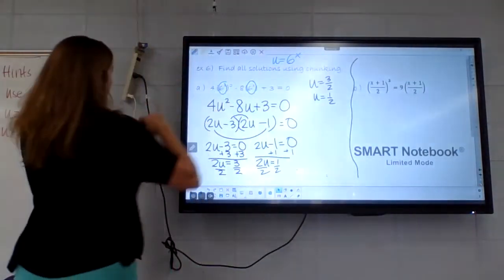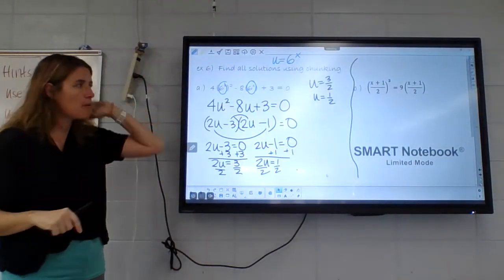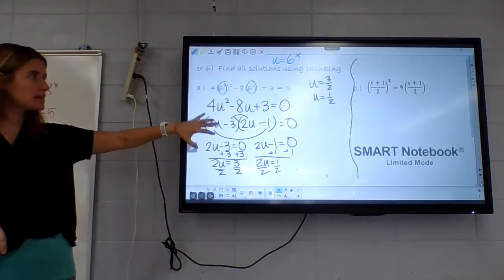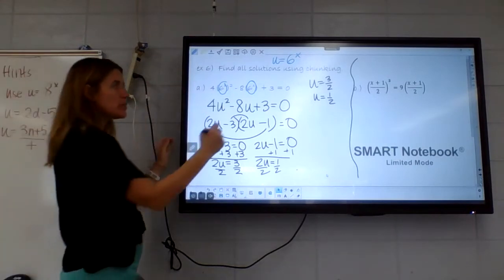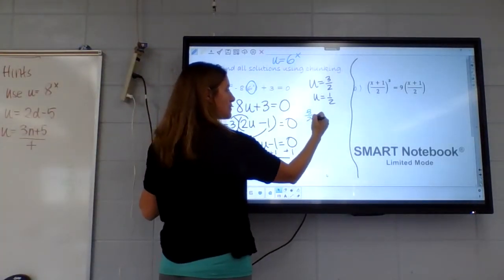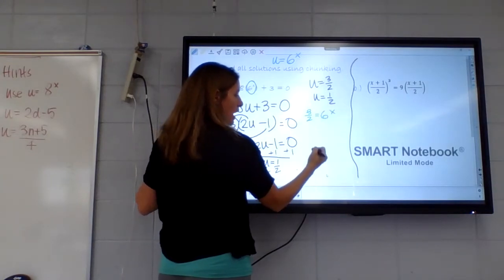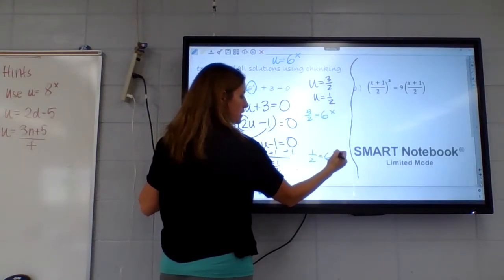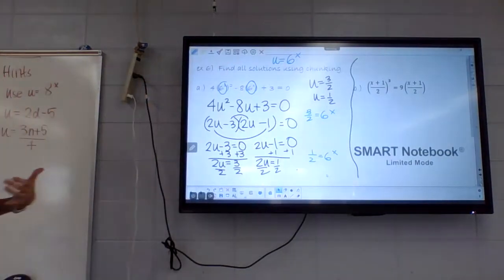So now I go back to what I know, and I'm hoping this part of it is fine with you guys. We know what u is, so we're going to put that back in for u. So I'm going to have 3/2 equals 6 to the x, and I'm going to have 1/2 equals 6 to the x, not 6x. I said that wrong.